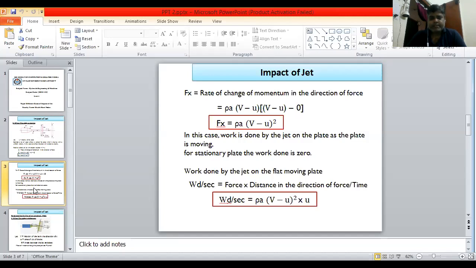In this case, work is done by the jet on the plate as the plate is moving. For a stationary plate, the work done will be 0. But in this case, there is work done by the jet on the moving plate. That means force into distance in the direction of force per unit time. Work done per second is equal to rho a (v minus u) squared into u.